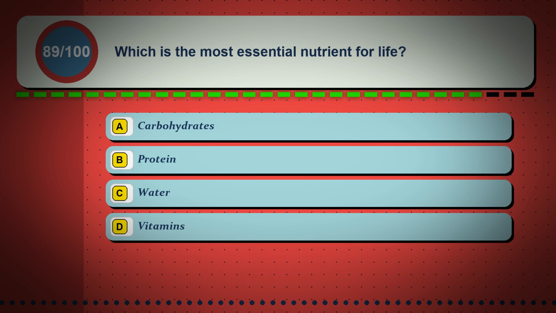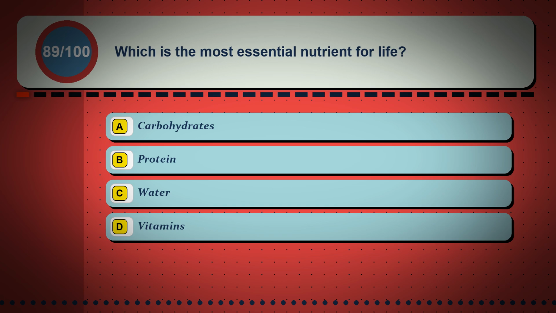Question 89. Which is the most essential nutrient for life? Option A, carbohydrates. Option B, protein. Option C, water. Option D, vitamins.